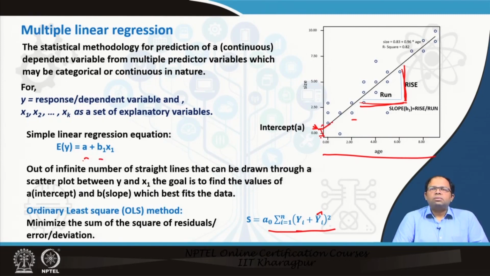So, this same concept is also used in multiple linear regression as well. Out of the infinite number of straight lines that could be drawn through a scatter plot between y and x1, the goal is to find the values of the intercept a and the slope b which best fit the data. We will find this particular equation, and when this sum is minimized, that gives us those values of a and b1.